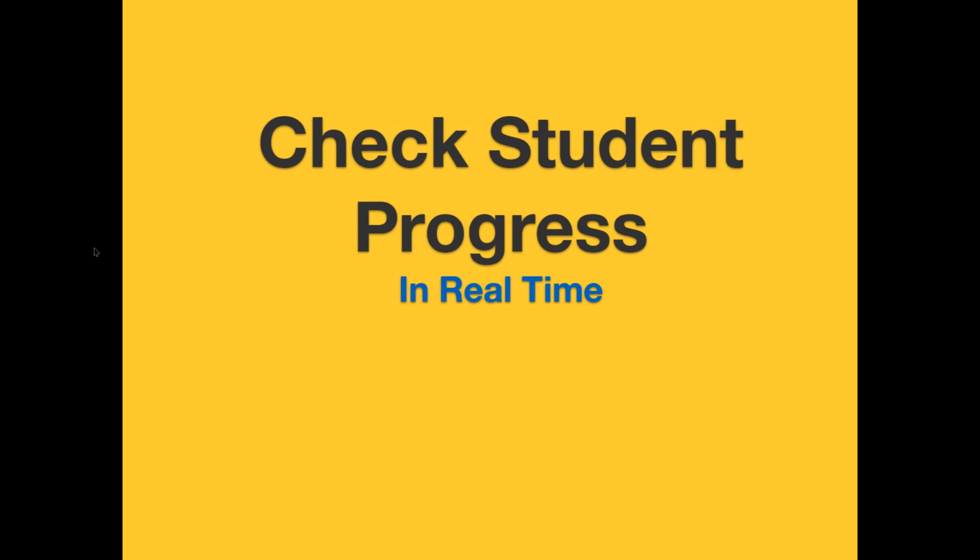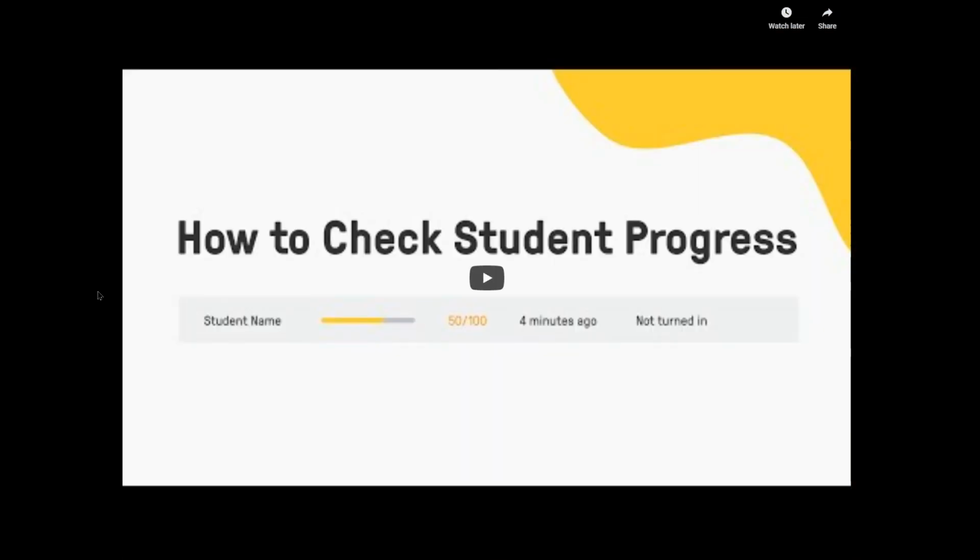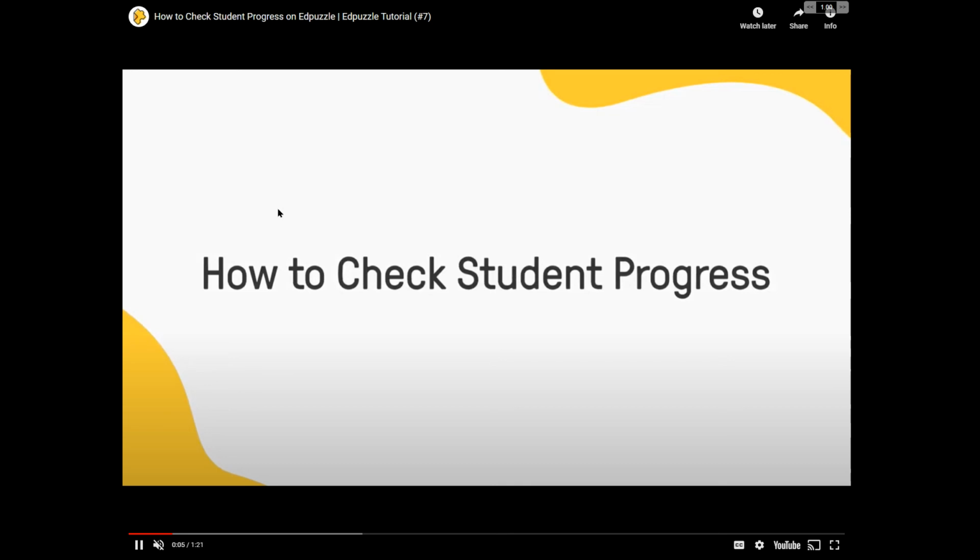Okay, you can check student progress in real time. So let's say you want to show a video to your class. You can send kids the link to the EdPuzzle assignment. They're all watching it, and you can see who's watched 10% of the video, who hasn't gotten started, who's watched 75% of the video, and then what time they've submitted it. You can check student progress this way.